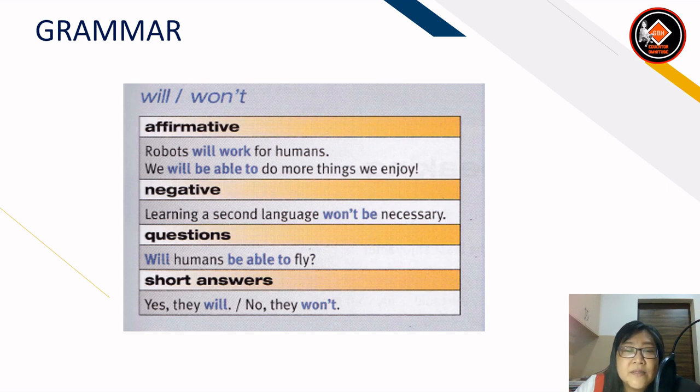Let's look at more sentences here. Will and won't. Affirmative: robots will work for humans. We'll be able to do more things we enjoy. Negative: learning a second language won't be necessary. Questions: will humans be able to fly? Short answers: yes, they will. No, they won't.